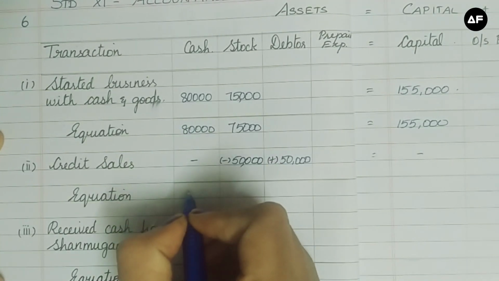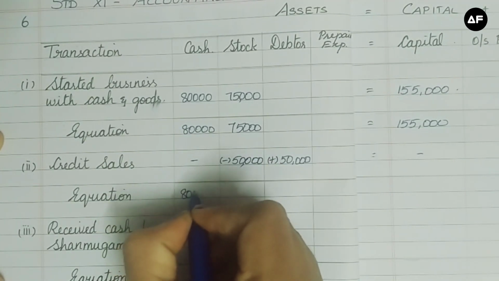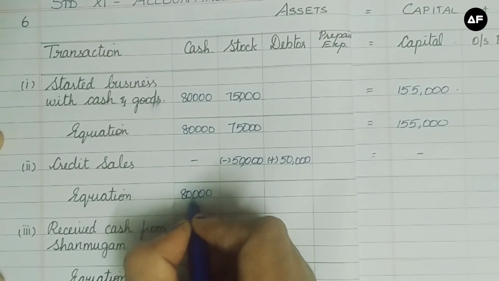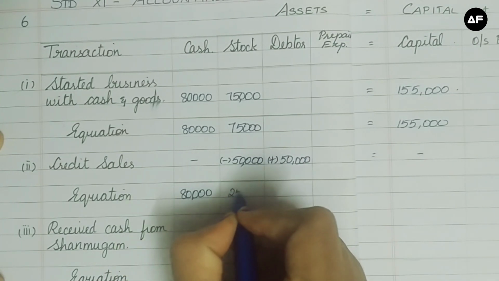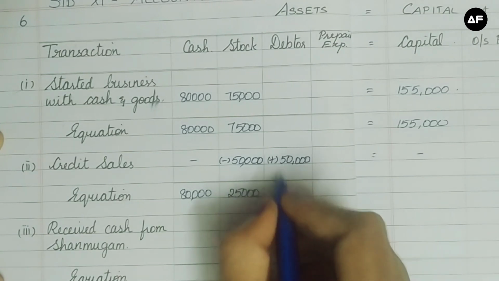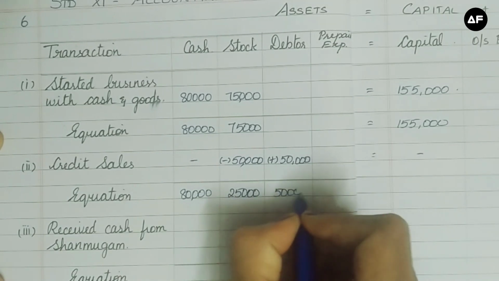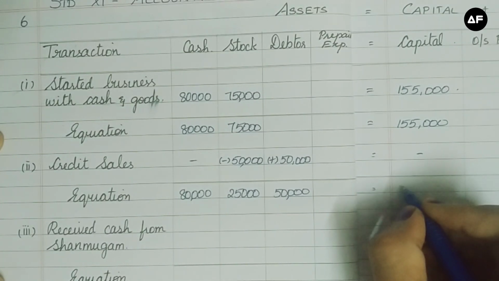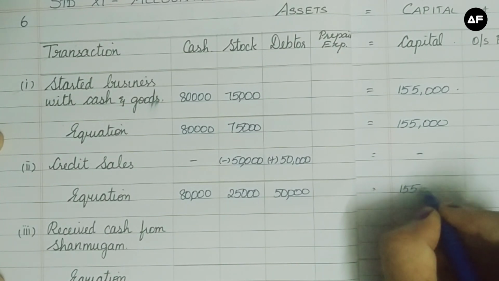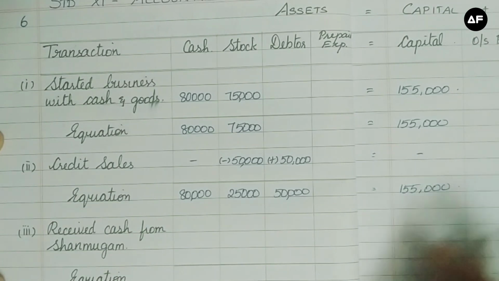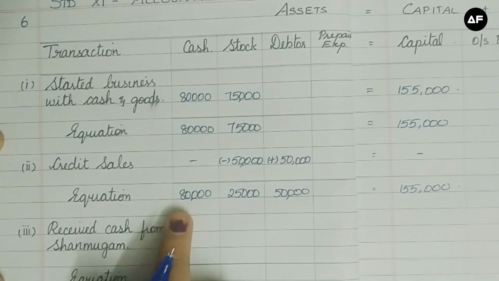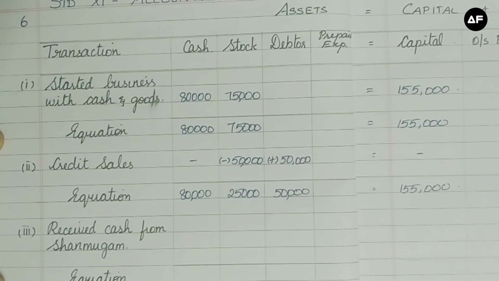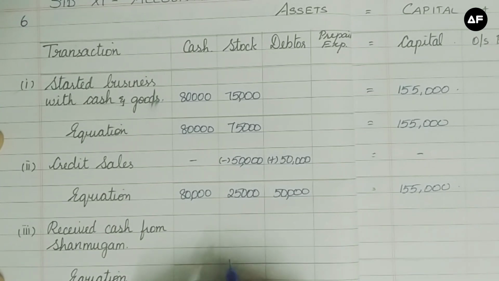So when I get my total, 80,000 will come down. 75,000 minus 50,000 is going to be 25,000. 50,000 is going to come down as it is for debtors. And my capital, 1,55,000, with nothing changing, is going to be 1,55,000, the same. So if I add and see, I will get 80,000 plus 25,000 plus 50,000, which is the same as 1,55,000.